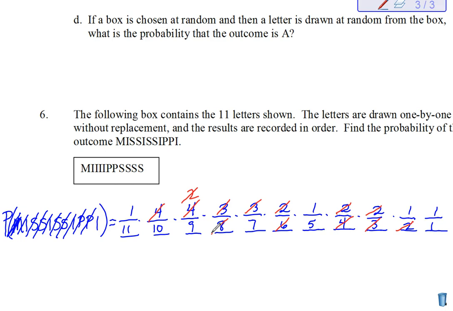When I look, I don't see anything left in the numerator. So when I multiply my numerator, that would be 1. On the bottom, I need to multiply my 11 times 10 times my 9 times my 7 times my 5. When I do that, I get 34,650. So the probability that you get Mississippi in that order is 1 out of 34,650. Not very good chances of that happening.